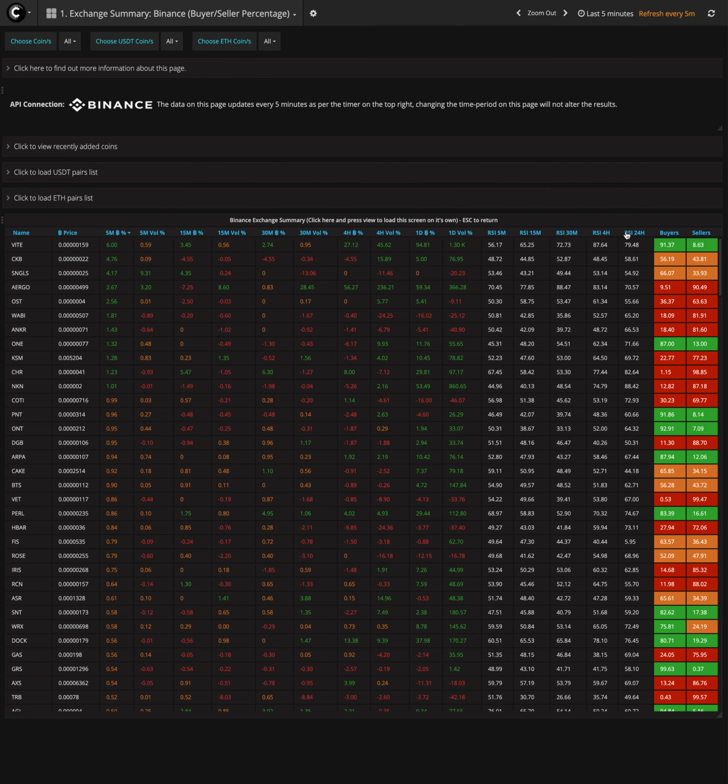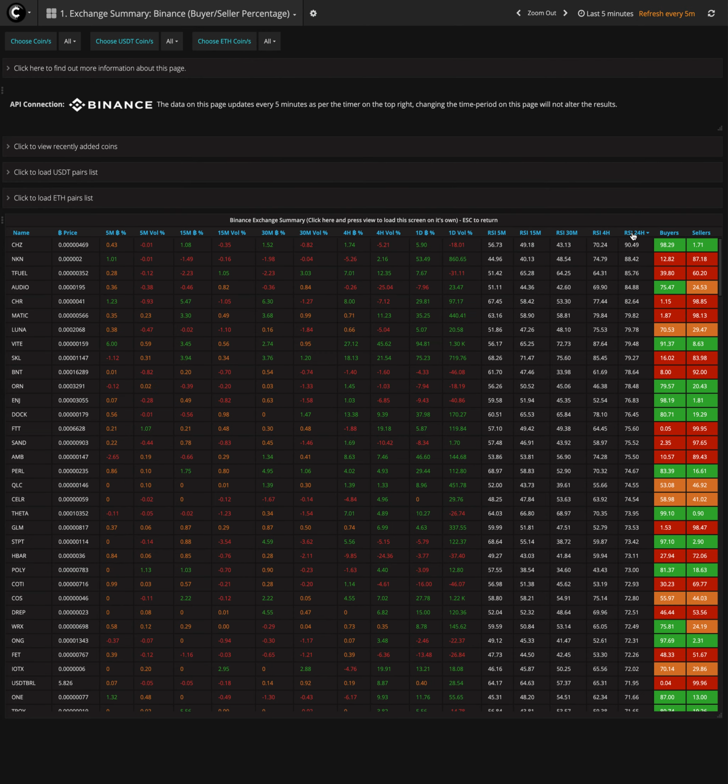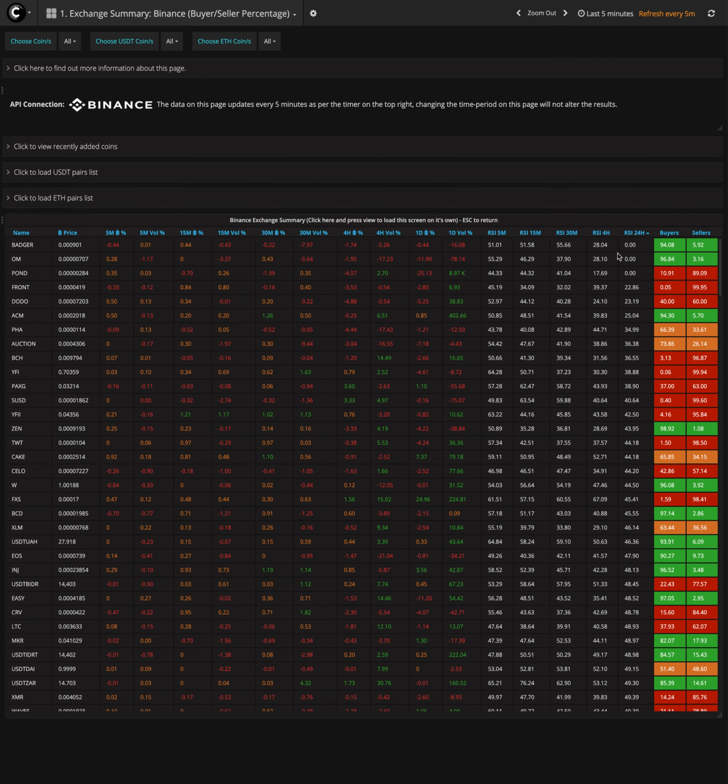For example, if I sort the 24-hour RSI from oversold to overbought, you can see the lowest values over the 24-hour mark. These zero values here are the newly added coins, and they don't have RSI data as of yet. So if we take a look at one of these, the one I'm looking at is Auction here. Auction's 24-hour RSI is 35, so it's pretty oversold.